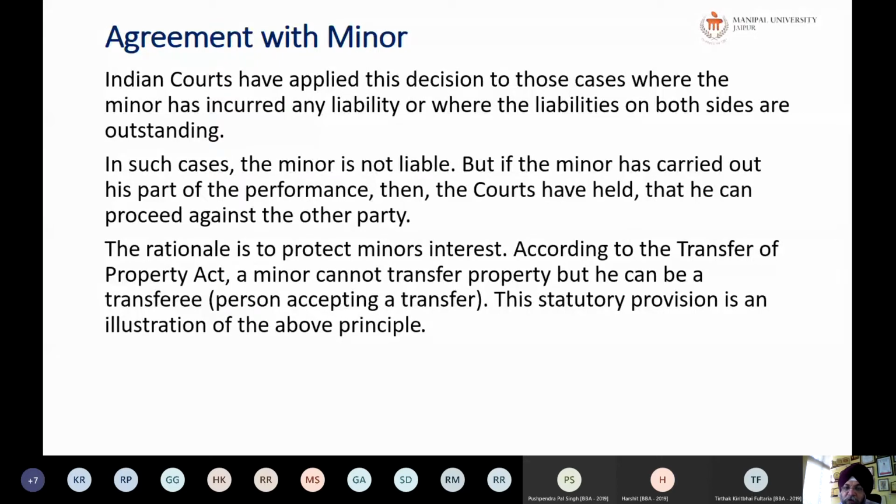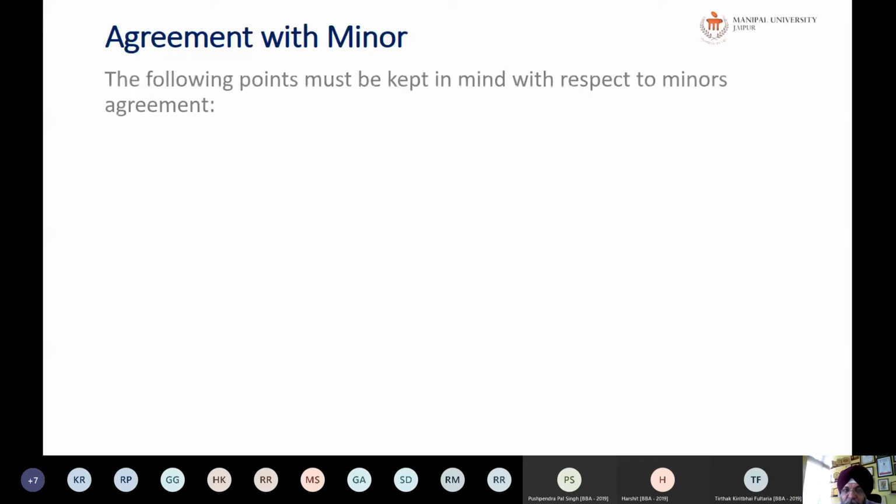The rationale to protect the minor's interest is that according to the Transfer of Property Act, a minor cannot transfer a property, but he can be a transferee, a person who can accept the transfer. So this is a statutory provision and an illustration of the above principle.